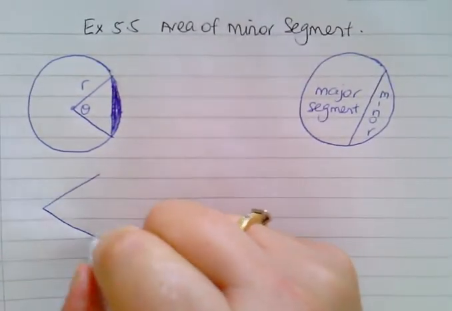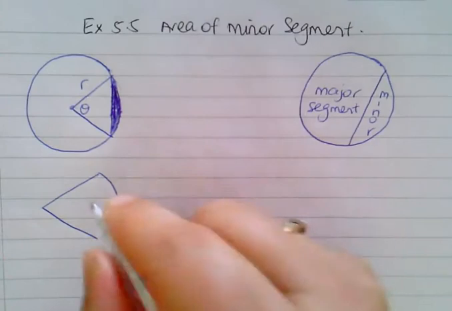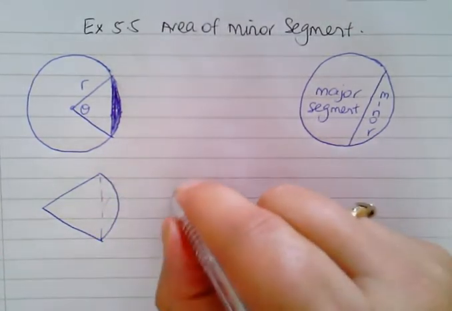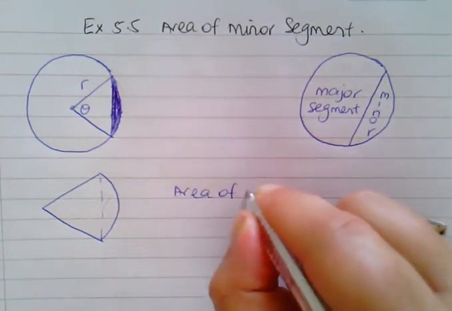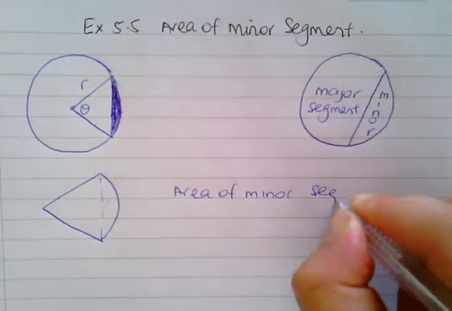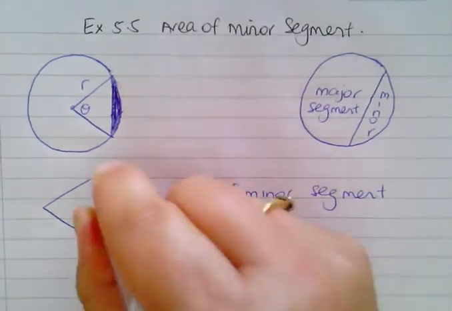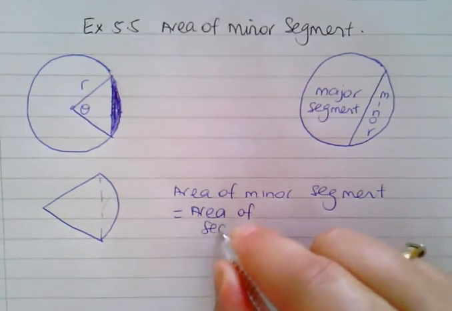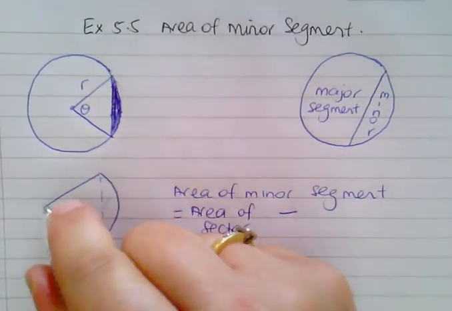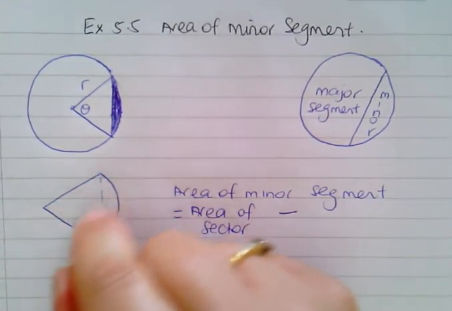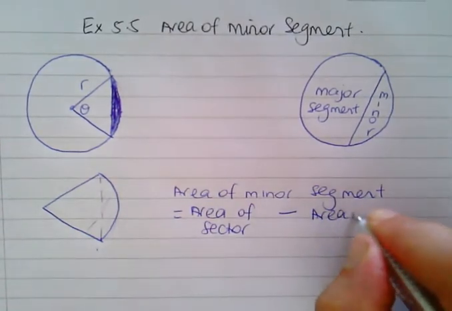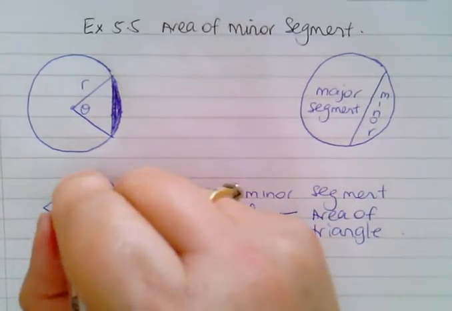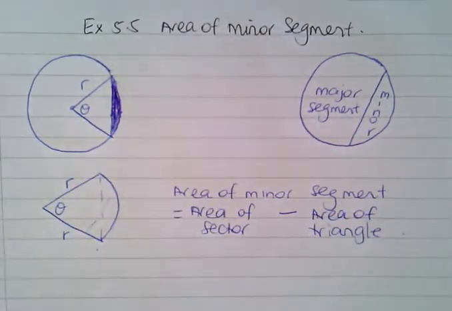So I'm going to draw a minor segment here again. And to find the area of the minor segment, which is in there, the area of the minor segment is equal to the area of the sector minus the area of the triangle. Now remember, this is r, and theta.